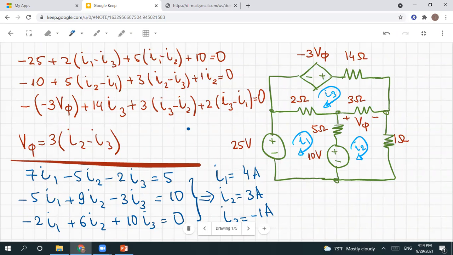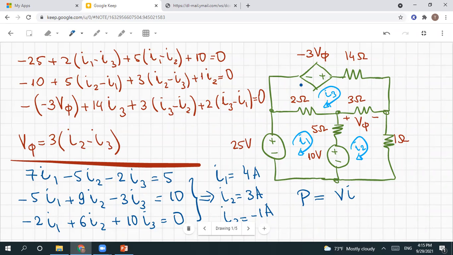delivered by this source? What will be the power delivered by this source? So I need to find the power delivered by this source. So as you see, in general, power is equal to VI. Once it asks me what is the power delivered to this source, or what the power absorbed by this source, so we need to apply the passive sign convention.